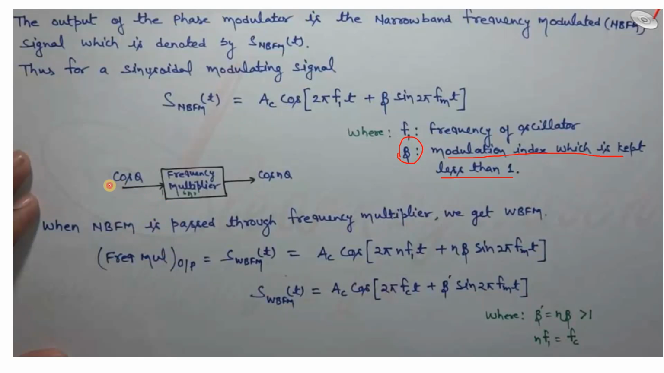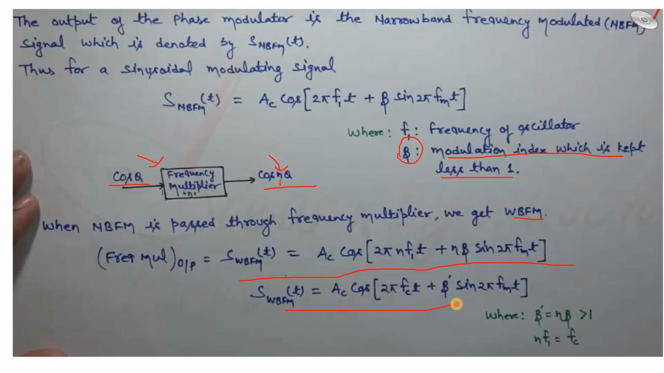Then you can understand that AC cos theta, where AC can be considered equal to 1. AC cos theta I of t is coming to the input of the frequency multiplier. So its output is AC cos n theta I of t. N is multiplied with the angle of the cos function. So when the narrowband frequency modulated signal is applied to the frequency multiplier, we will get the wideband frequency modulated signal. When n is the multiplier, the wideband frequency modulated signal is AC cos of 2 pi n f1 t plus n beta sin 2 pi fm t.